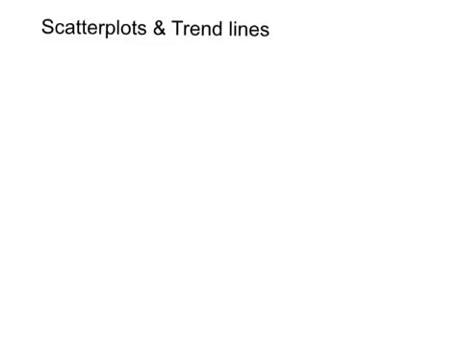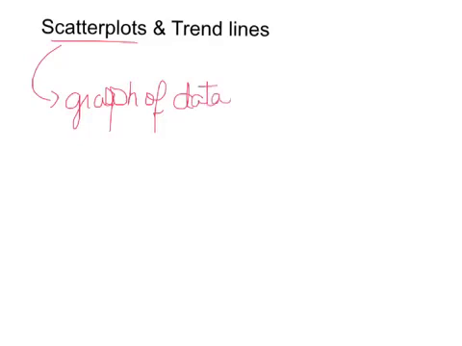In this video, we're going to take a look at scatter plots and trend lines. Basically, a scatter plot is when I have a chart with a bunch of data and I graph it. So it's basically a graph of data. The graph will look like three different possibilities. It's usually real life data, so it could look something like this.